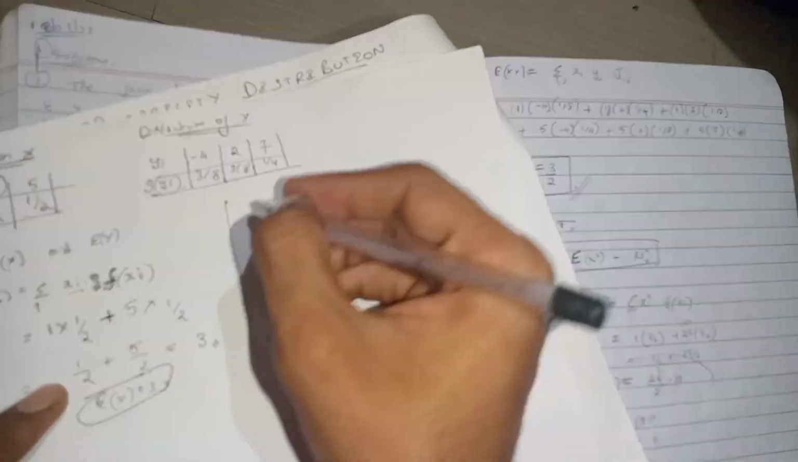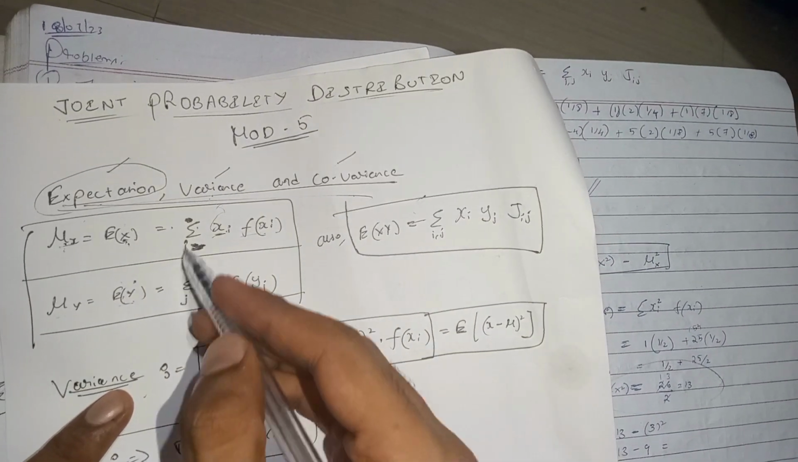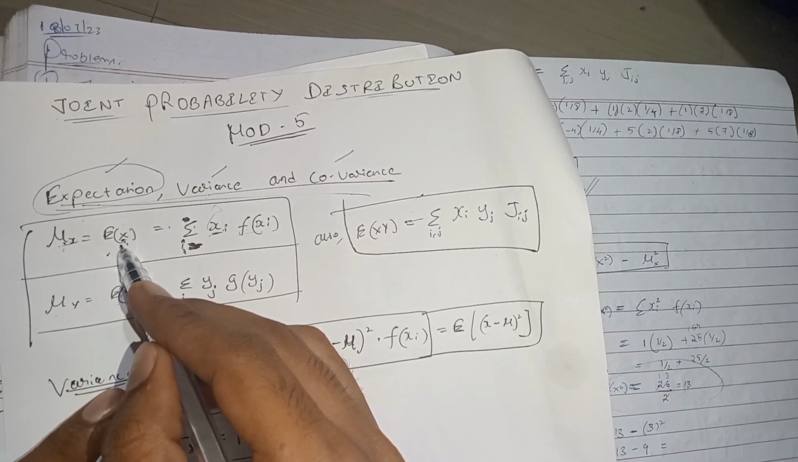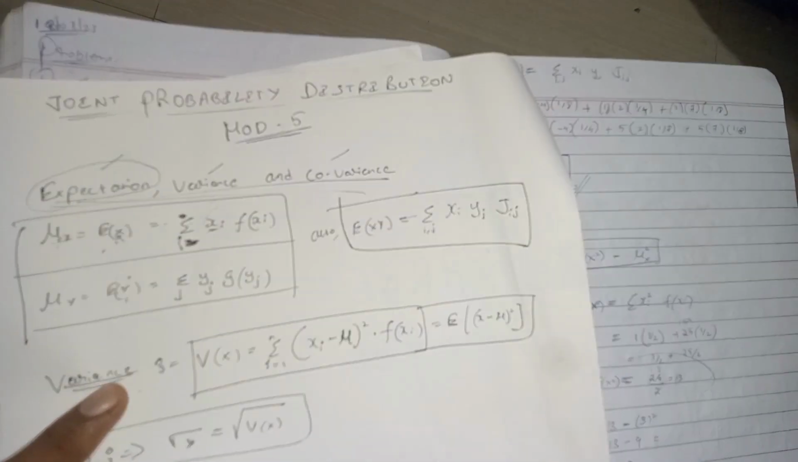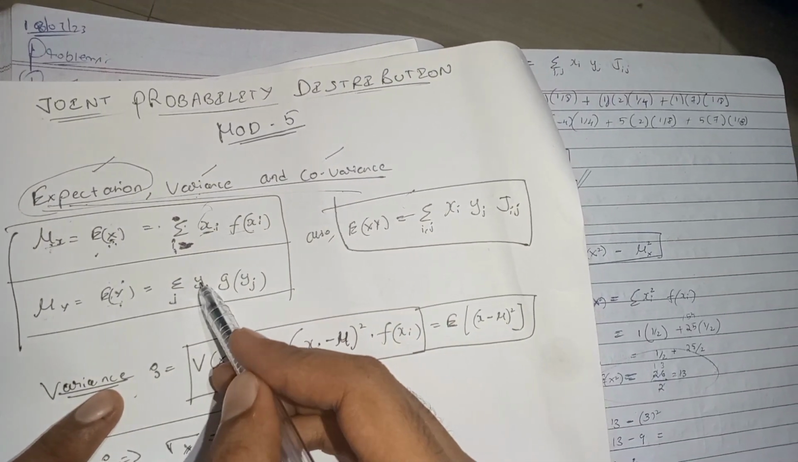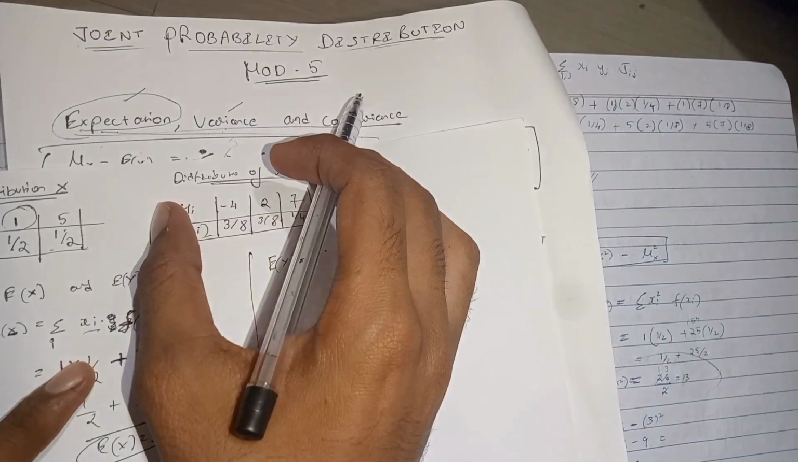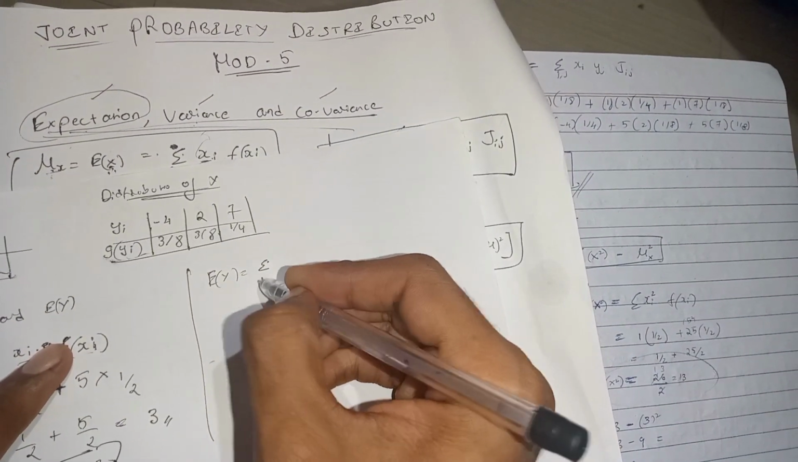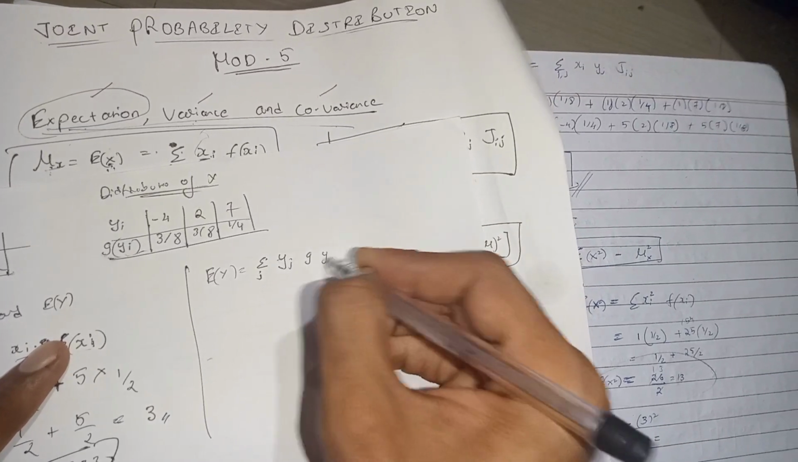Similarly, I'll find my E of Y. Same formula, just with minor changes. Again you go to your list. We have taken summation i in the case of E of X, and in the case of E of Y I'll take summation j, so that we should not get confused. Similarly yj into g of yj. It's clear that we need to use the distribution table of Y. Then the formula is summation j yj into g of yj.